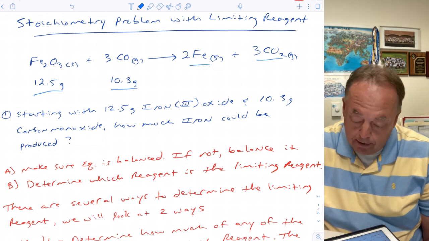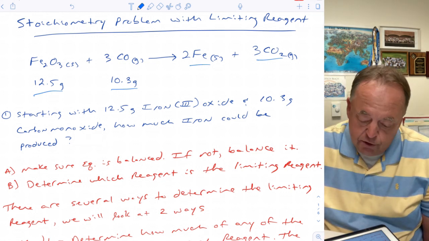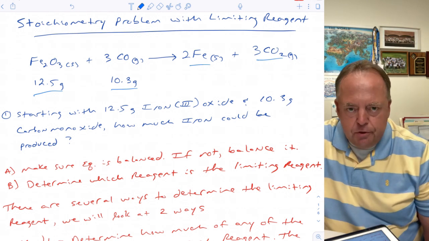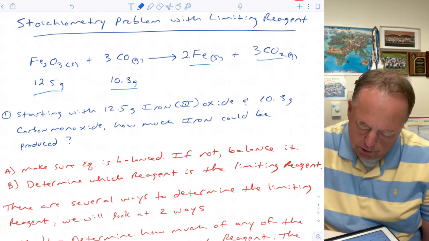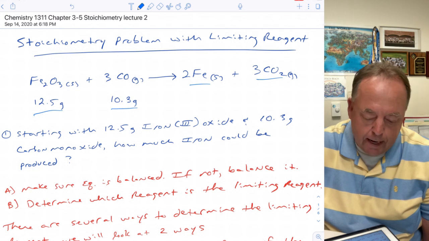that the equation is balanced. So I may give it to you balanced to save some time, or I may expect you to balance the chemical equation, but that's the first thing you always have to do: make sure it's balanced.